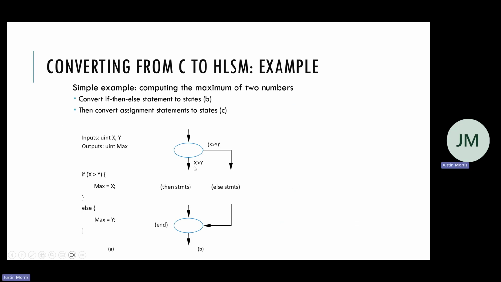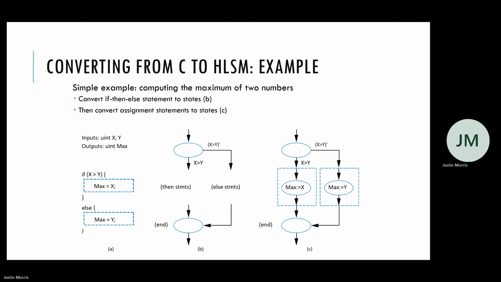And these are my conditions. If x is greater than y, that's my then statements. And that's where max should be x. If x is not greater than y, it goes to else. And then they both end up in this end state. So what needs to go here now? Max equals x. A state where I'm doing an assignment. Max is x. And then max is y for the other state. And now I have the high-level state machine implementing this C code.